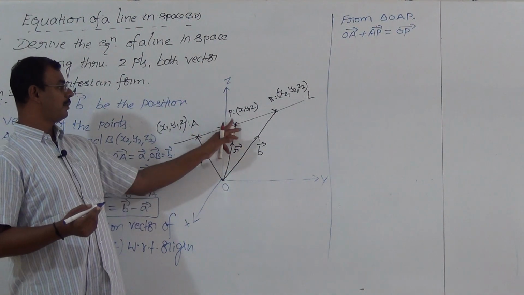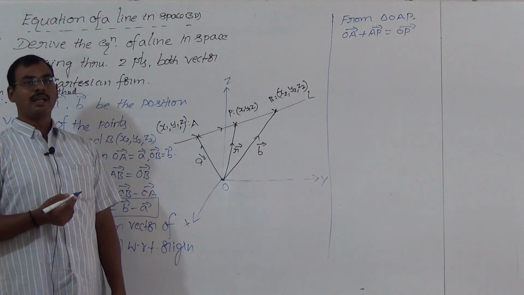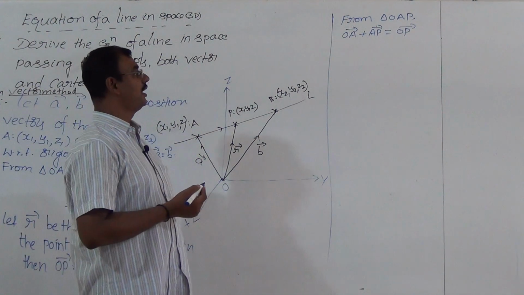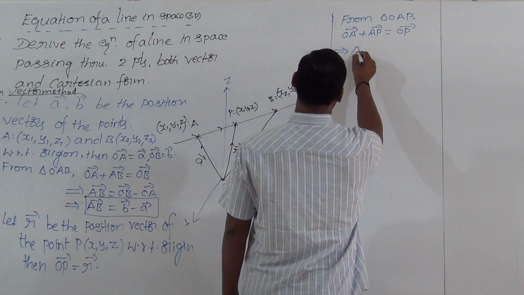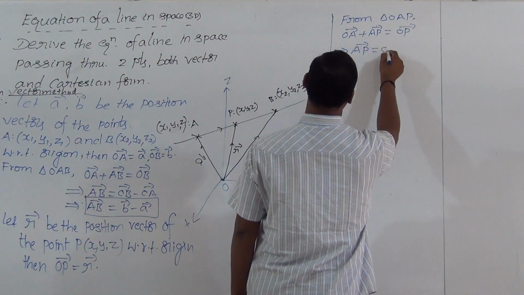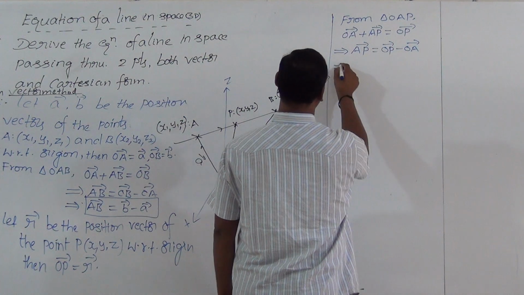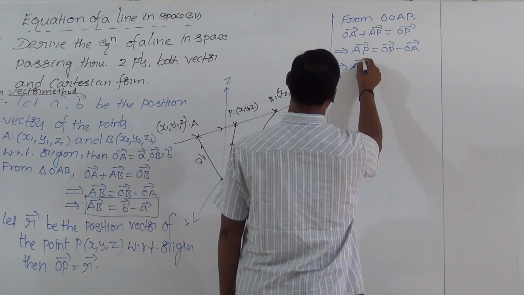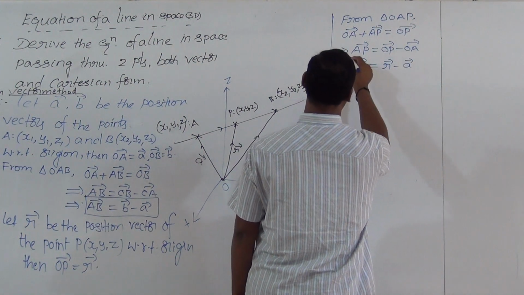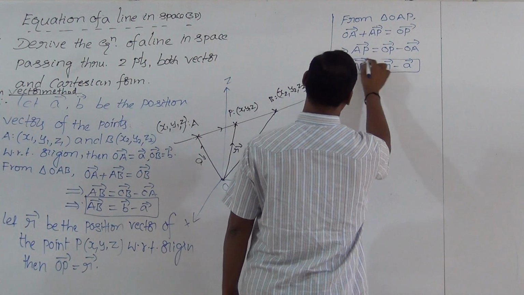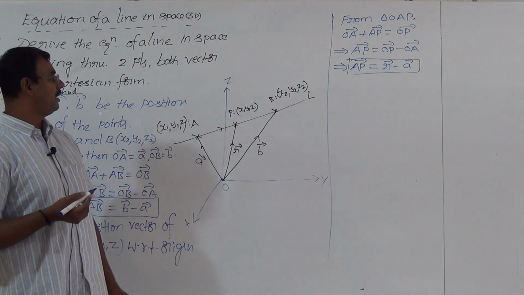OAP. So OA bar plus AP bar is equal to OP bar. It is called the triangle law of addition of two vectors. From this, AP bar is equal to OP bar minus OA bar. Substitute the values. AP bar equals R bar minus A bar. So we got the AP vector. AP vector is equal to R bar minus A bar.